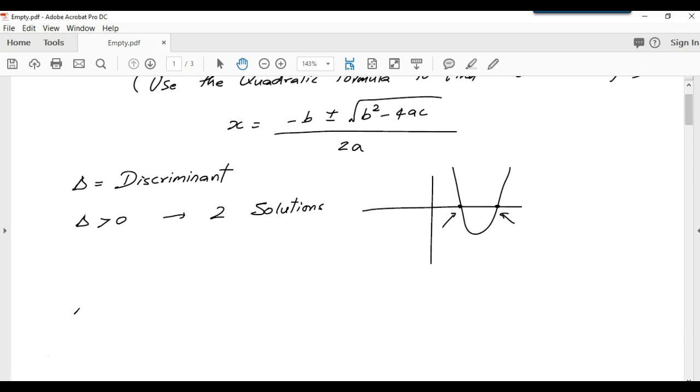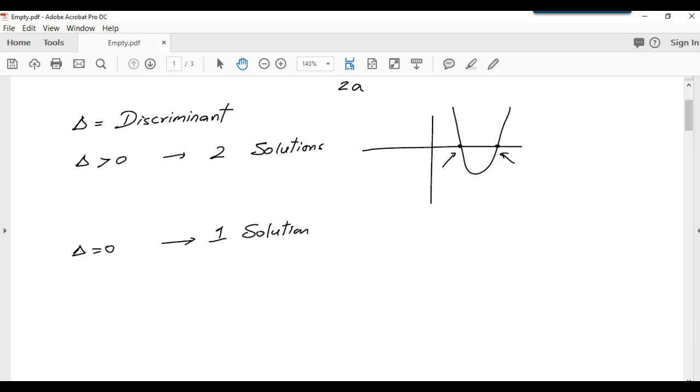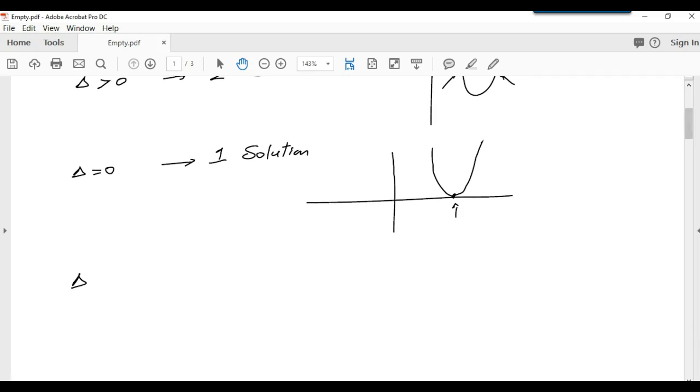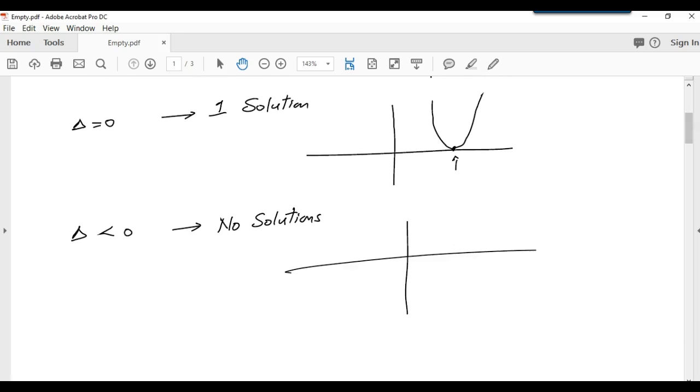Similarly, if the discriminant is equal to 0, then our quadratic function is only going to have one solution. If we sketch a quadratic with one solution, it's going to touch the x-axis once, with exactly one solution. And finally, if our discriminant is less than 0, then we're going to have no solution. Our quadratic is basically going to be hanging up in the air, which means it's never going to cut the x-axis.